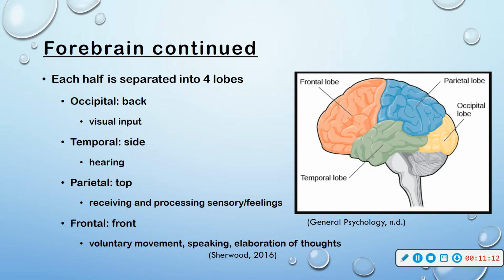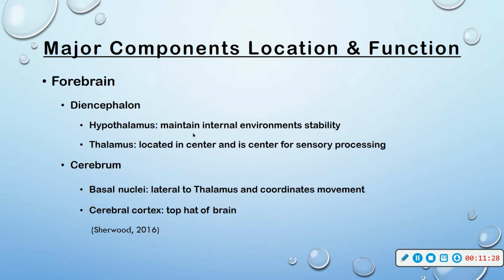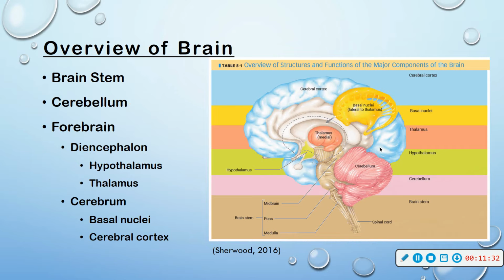speaking, and movement. So each part of our brain, every region, has a very special part. And as a whole, all of these lobes and all of these major components, the forebrain, the brainstem, the cerebellum, all of them work together as a single function to help our entire body work.